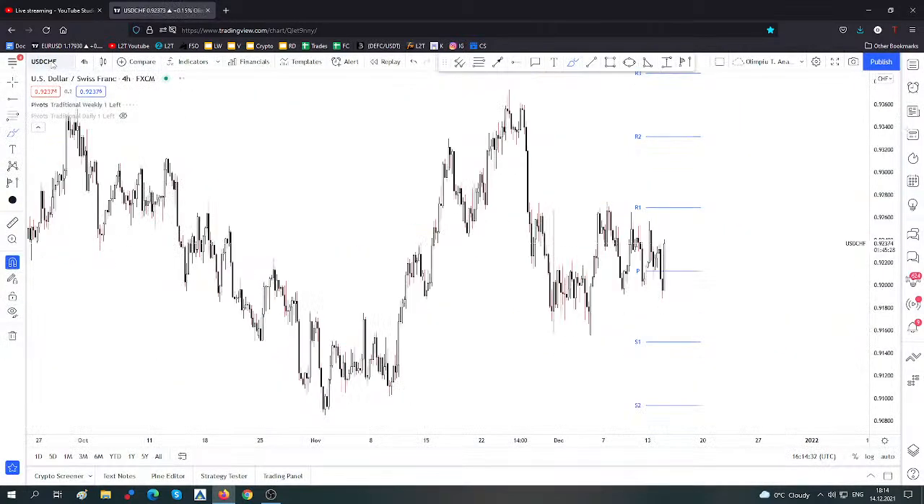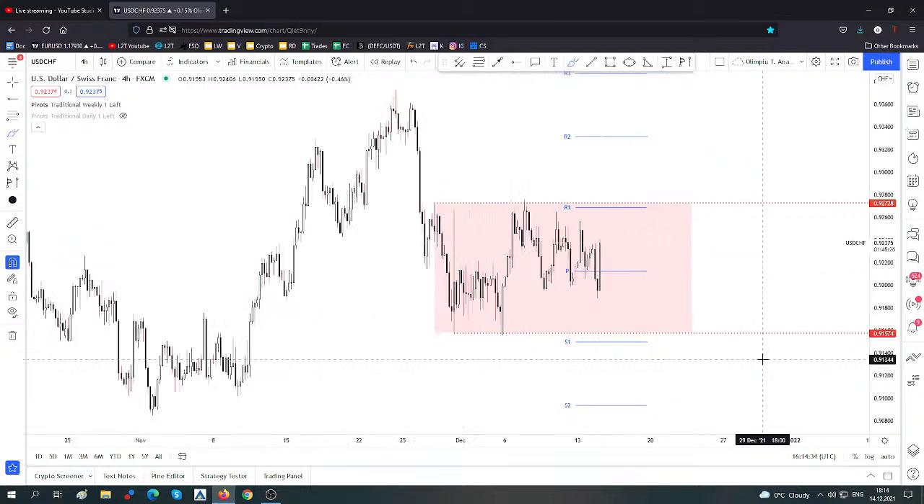US dollar, Swiss franc. Yeah, it continues to move sideways. It's still trapped between 0.9272, 0.9157.